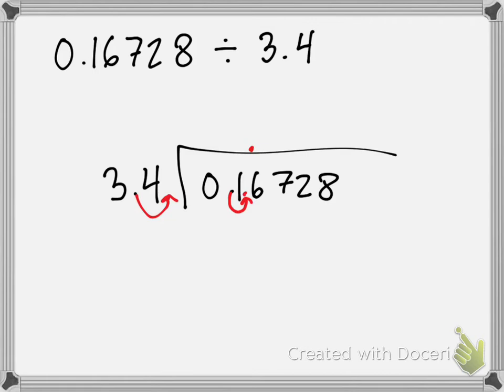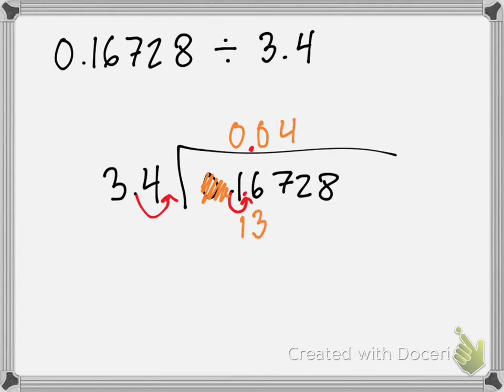1.6728. Several people wrote the answer in the chat, which was really awesome. We got Camilla as the first one, but I want to go through this together. This first 0 we don't even need to care about. It's now 1.6728 or 1 and 6,728 10,000ths. 34 does not go into 1. 34 does not go into 16. But 34 does go into 168. And it goes in 4 times.